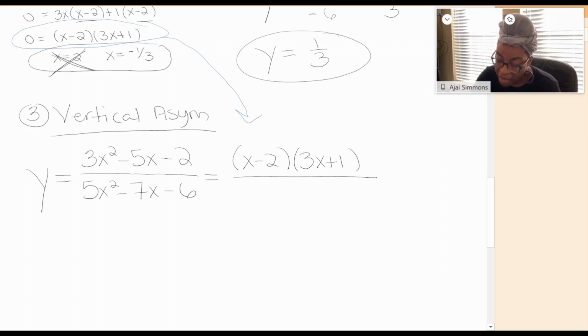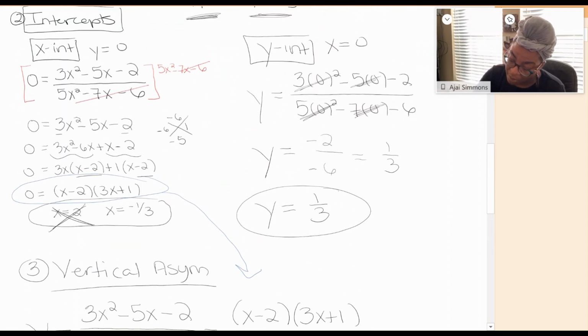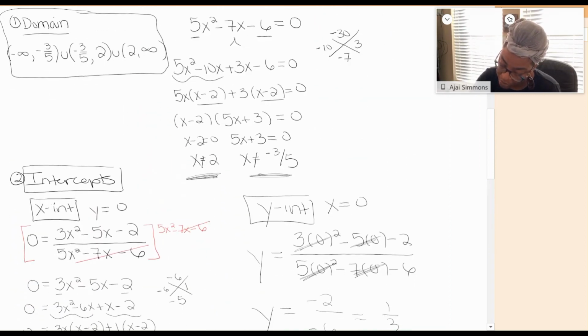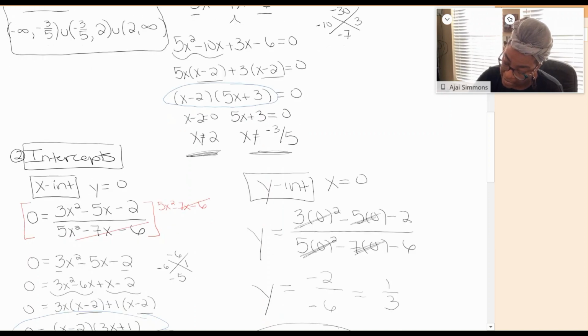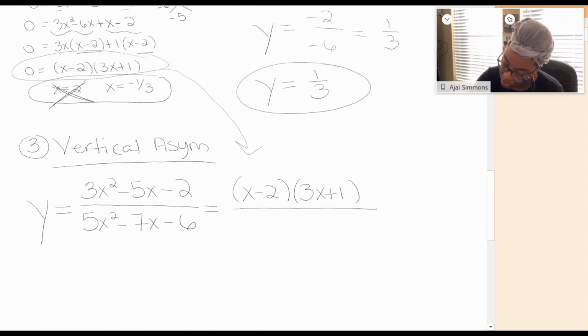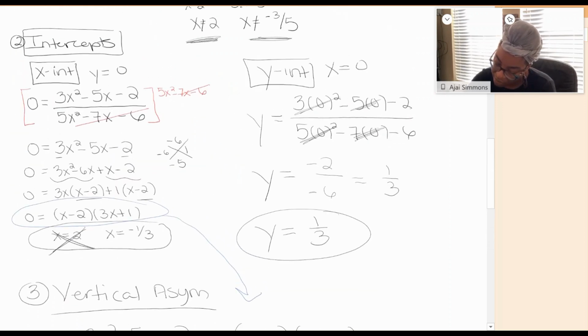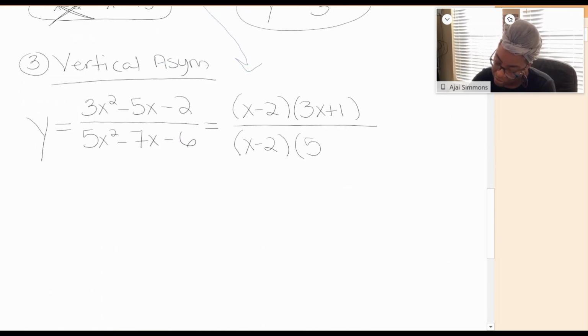And then the bottom, we actually factored the bottom when we did the domain. So we actually have the factored part. Where do we do the domain? Right here. We have it factored right here. So I'm going to put that at the bottom, so you don't have to refactor it. If you do, you can refactor it if you want to, but you don't have to. And what was this? 5x plus 3.